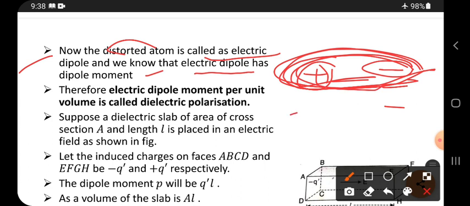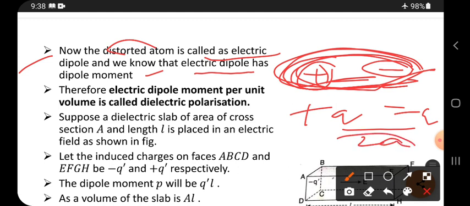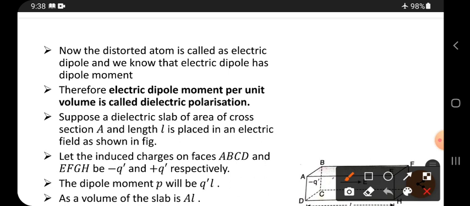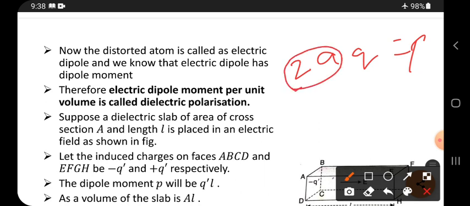Suppose it is a positive charge and a negative charge, and these two are separated by a distance 2a. Then the product of the distance between them and the magnitude of charge is called the dipole moment. So that is the meaning of dipole moment: 2aq equals p. So like this, dipole moments are present.